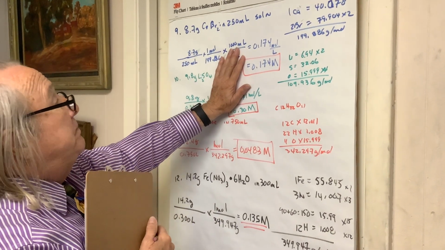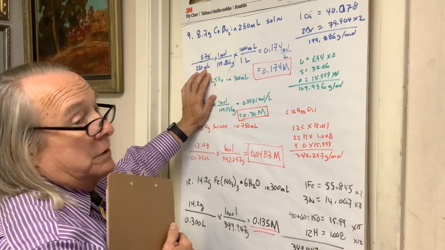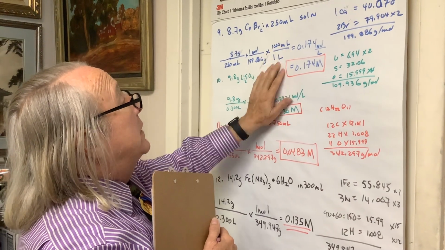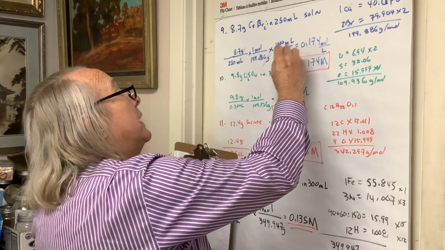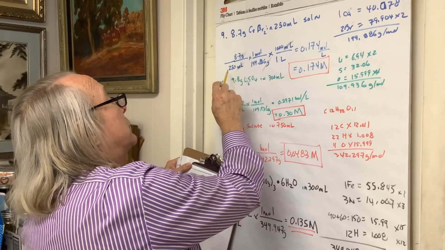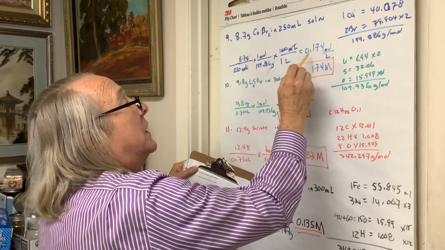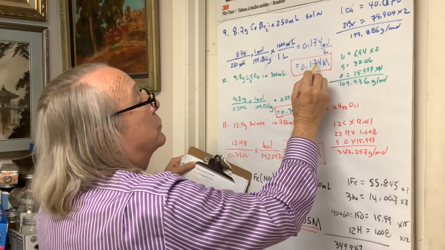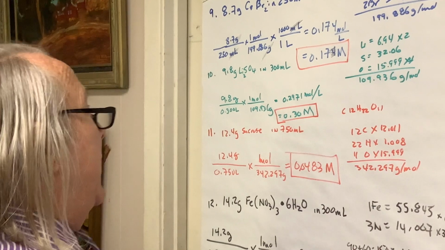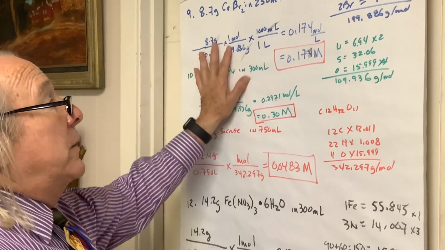So this, however, was in 250 milliliters. There's 1,000 milliliters in 1 liter, so I can put another conversion factor in there and cancel out my milliliters. If I multiply 8.7 times 1,000 and divide it by 250 and then divide it again by 199.886, I get 0.174 moles per liter. And it really should be just 0.17 moles per liter because we only have 2 significant figures. Okay, so we worked it backwards.